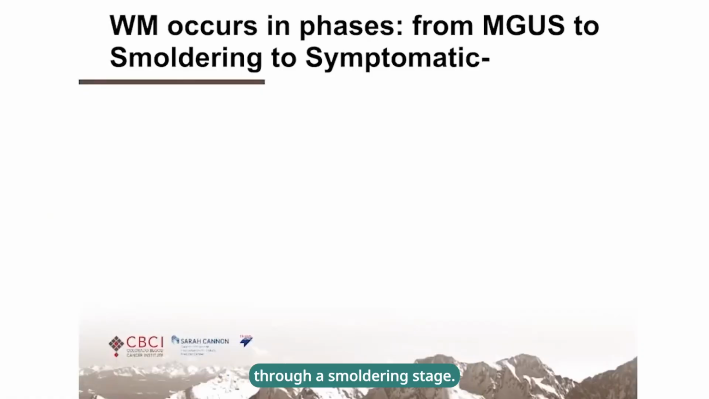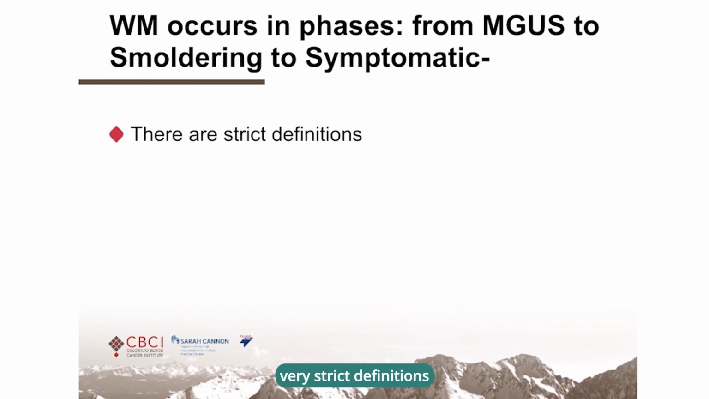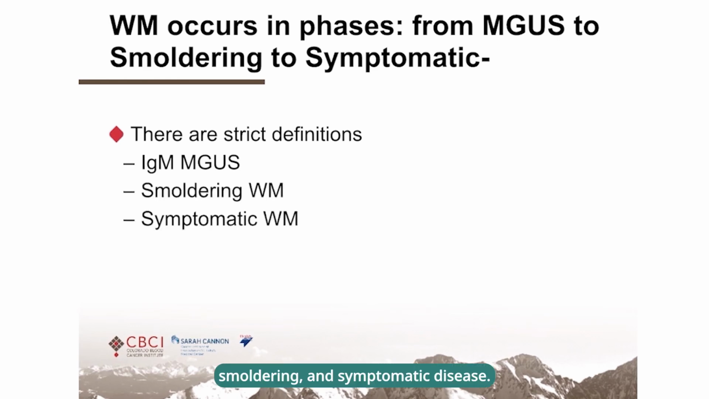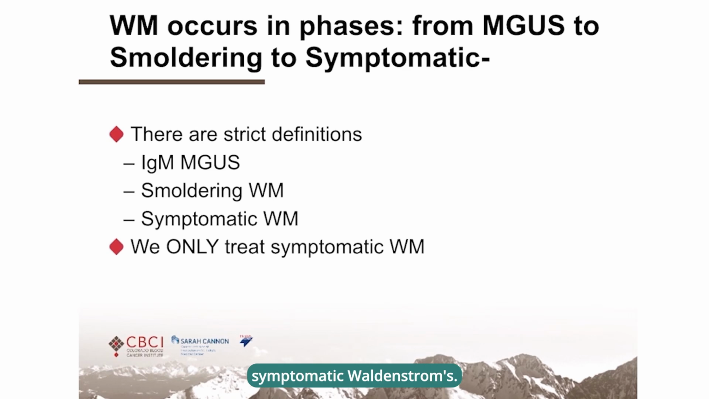Another critical point about WM is that it occurs in phases. We know this, and so it starts off as a precursor phase called MGUS, and then it goes through a smoldering stage, and then in many patients it goes from the smoldering stage to the symptomatic stage, but not all. And there are very strict definitions for each of these that have been agreed upon in the WM community. And so that's just for MGUS, smoldering, and symptomatic disease. And the critical thing to remember here is that we only treat symptomatic Waldenstrom's. We do not treat IgM MGUS unless it's associated with neuropathy, and then we don't treat smoldering WM either.